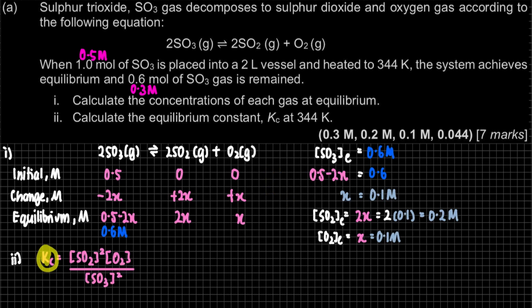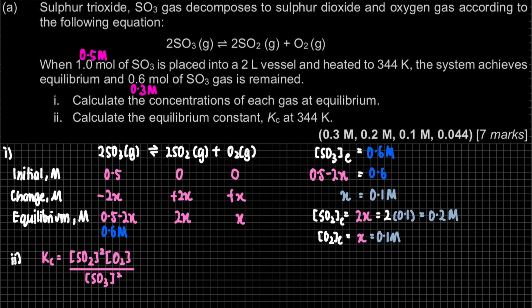Kc stands for the concentration. Concentration is only for gas and aqueous states. Since all the species here are gases, we're going to include all of them. It will be product over reactant. Make sure that if you have stoichiometry at the front, it will be to the power of that.